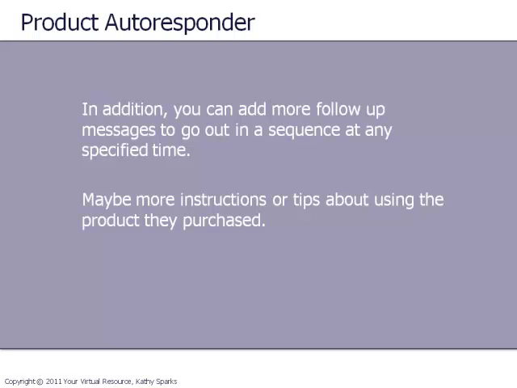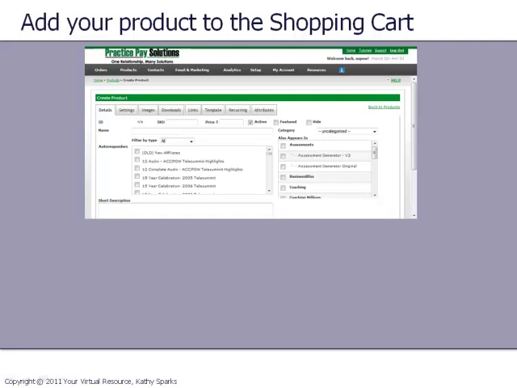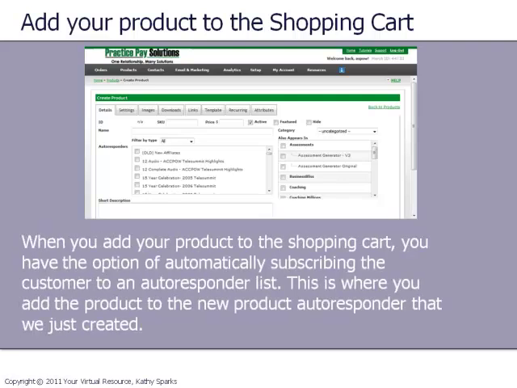So next, you can add your product to the shopping cart. And this is the way the One Shopping Cart product setup screen looks. When you add your product to the shopping cart, you have the option of automatically subscribing the customer to an autoresponder list. This is where you add the product to the new product autoresponder that we just created. So instead of creating the product, saving it, and then going and setting up the autoresponder, I did the autoresponder first so it would show up in my list.